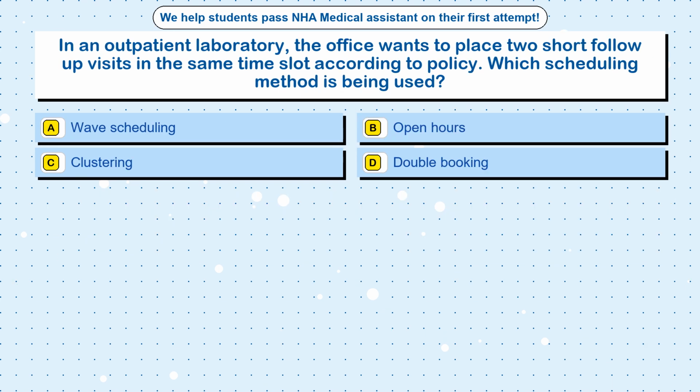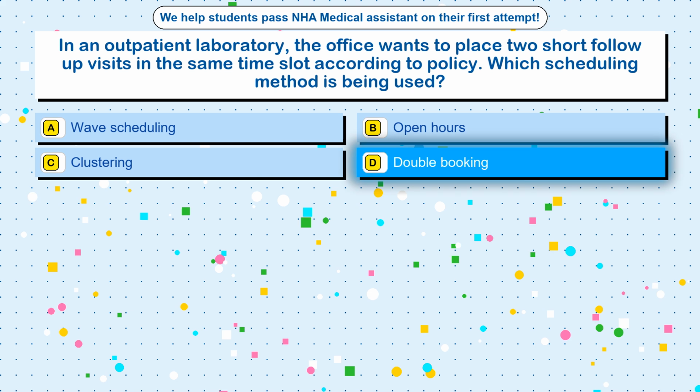Question 70. In an outpatient laboratory, the office wants to place 2 short follow-up visits in the same time slot according to policy. Which scheduling method is being used? Option A. Wave scheduling. Option B. Open hours. Option C. Clustering. Option D. Double booking. The correct answer is option D.